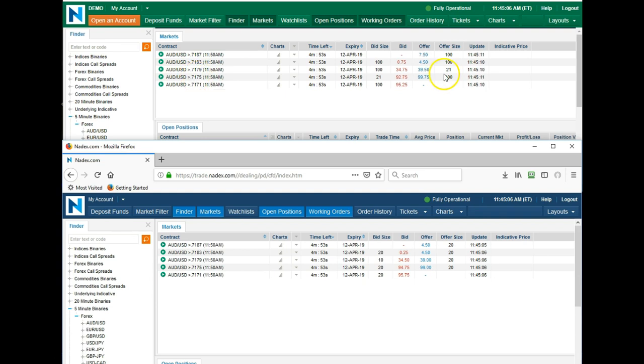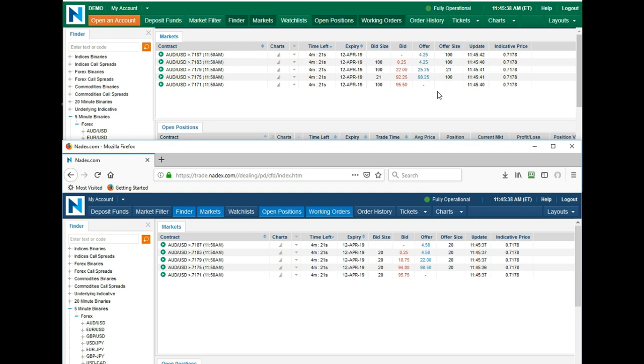So let's take a look at the 71.79. It looks like we have about 29. 71.79, we have 28. 71.75, we have 93. I have 95 down over here. On the offer, on the 79, we have 33, 33, 99, 98. As you can see, there's very little difference between a demo account and an actual account when it comes to the bid and offer prices.